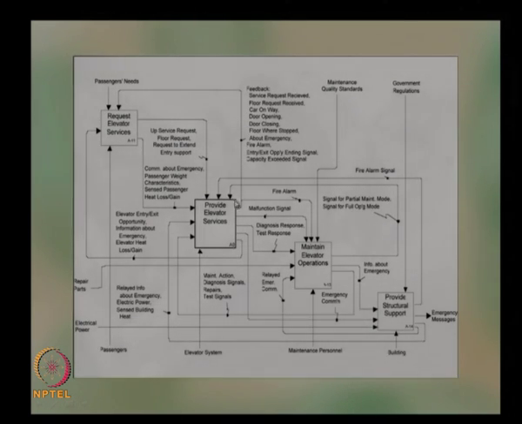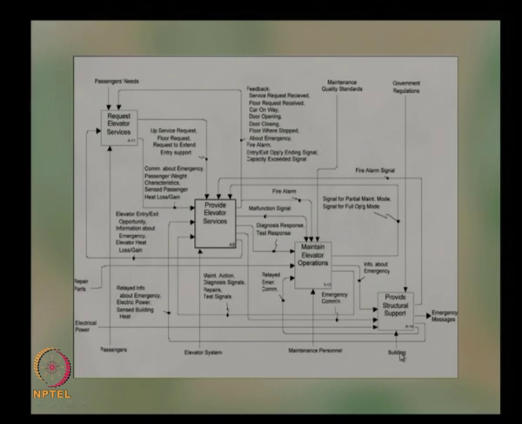As you can see here, provide elevator services is the main function of the elevator, and for that it is getting input from various sources. It is getting input from the passengers, from the building, from the maintenance personnel, and government regulations play a role in providing elevator services. All these come in as input, and then output goes to different functions like maintain elevator operations, that is the operation function, and provide structural support. The building is providing structural support here, and the maintenance people are providing the maintenance of the system. So you can identify the main function for each external system here.